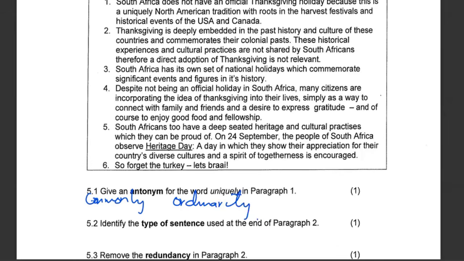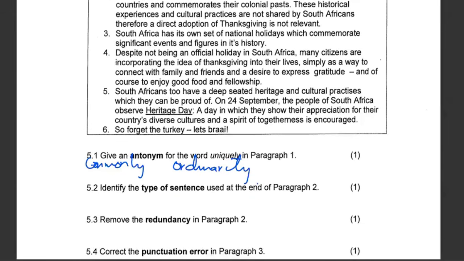As a result, I hope you gave it in the right form. Identify the type of sentence used at the end of paragraph 2. These historical experiences and cultural practices are not shared by South Africans. Therefore, we have a coordinating conjunction. A direct adoption of Thanksgiving is not relevant. That's not a phrase. That's a proper clause. So, right, these historical experiences and cultural practices are not shared by South Africans. Therefore, a direct adoption. I believe it's a complex sentence. It is a complex sentence.